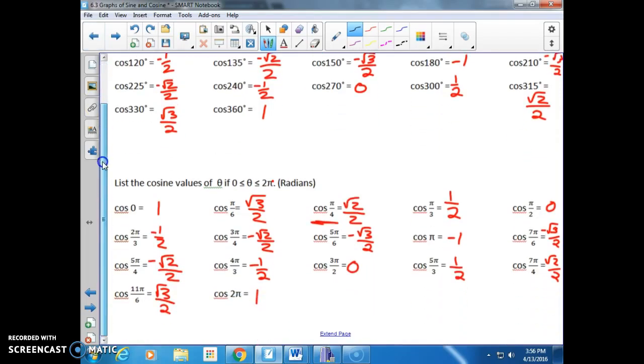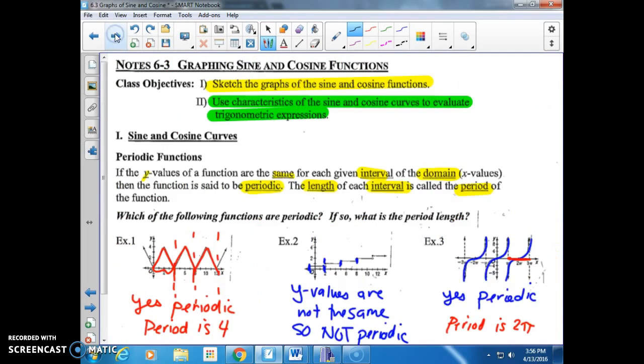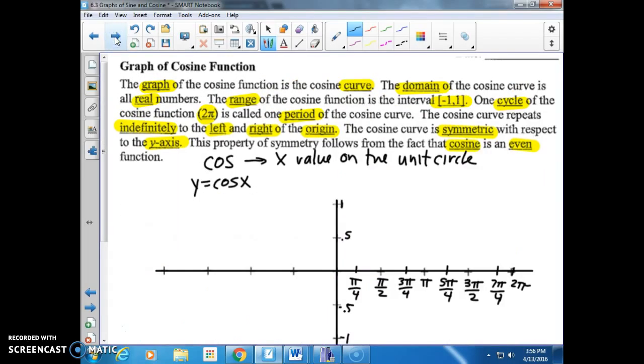So if we go look at our list here, the first one we're going to do is pi over 4. So if you look, we have pi over 4, which is square root of 2 over 2. If you remember from that last section, we estimated that to be 0.7. So we go back to our graph. So pi over 4 is about 0.7, so we're right about here.